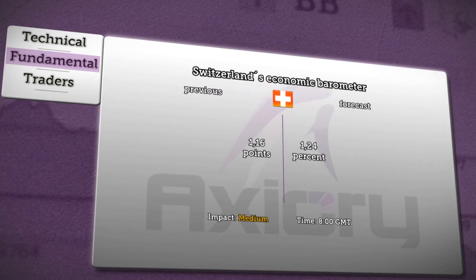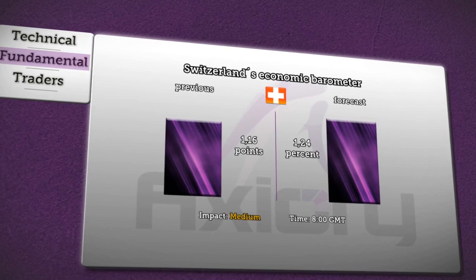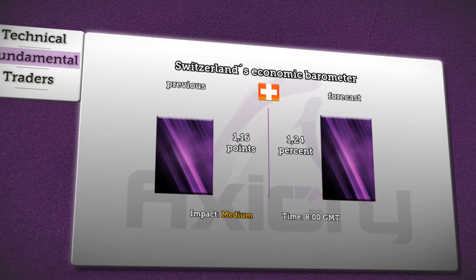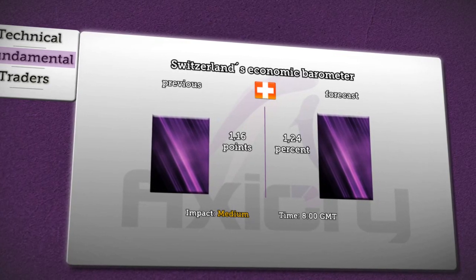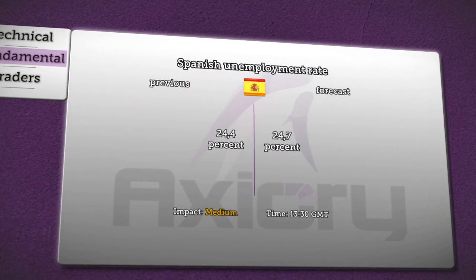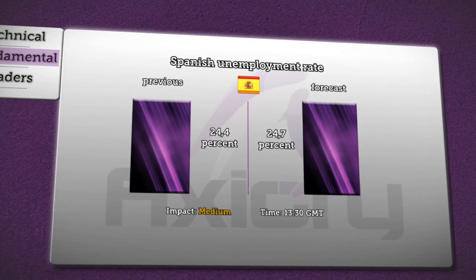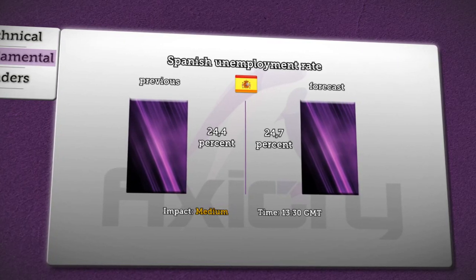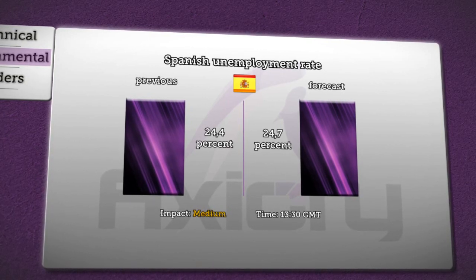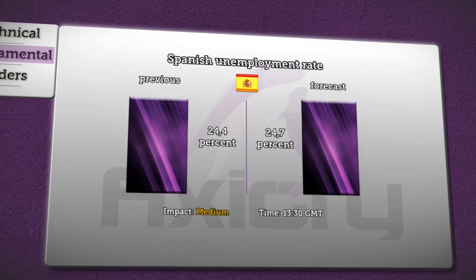And today we start with figures about Switzerland's economic barometer, which was released at 8 a.m. GMT and had a medium impact on the franc. Last report showed increase to 1.16 points, and we can expect the barometer will continue to rise to 1.24 points. At the same time, National Statistics Institute published Spanish unemployment rate, which was expected to continue to rise and increase slightly from 24.4 to 24.7%. As before, it had a medium impact on the euro.